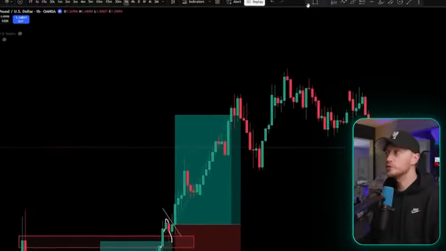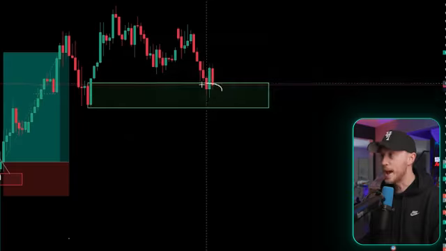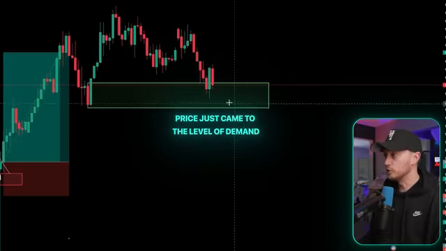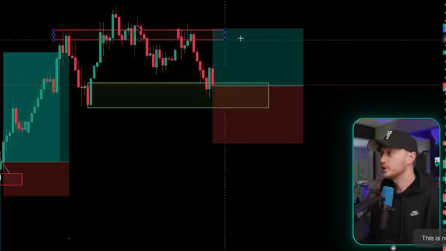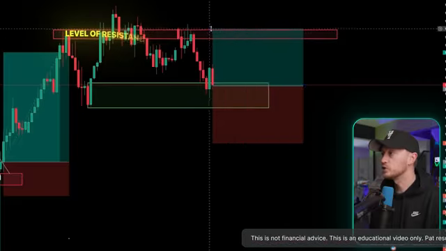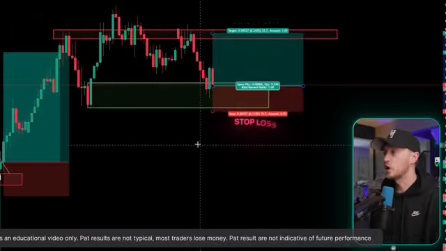Let's place another trade. Look, we have a level of demand right here. Price just came back to that demand level. So I'll be looking to take a buy position right here. And based on the current price, I'd be looking at a level of resistance right there for my take profit level, a level here for my stop loss level.